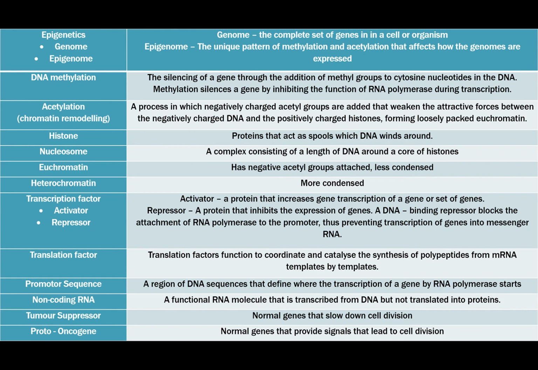A promoter sequence is a region of DNA that defines where the transcription of a gene by RNA polymerase starts, and the promoter sequence is actually not transcribed. Noncoding RNA is a functional RNA molecule that is transcribed from the DNA but not translated into proteins. They don't code for the protein, thus they're not translated into proteins. Tumor suppressors are normal genes that slow down cell division, and proto-oncogenes do the exact opposite. They're normal genes that provide signals that lead to cell division.